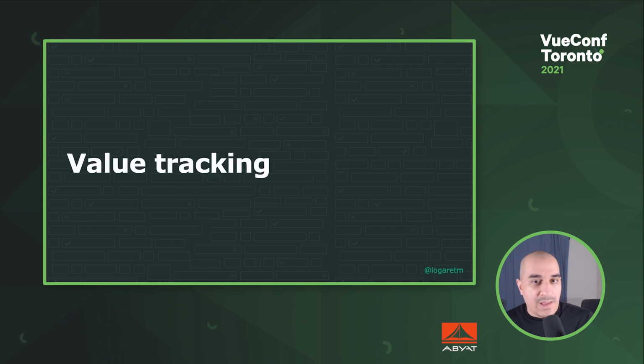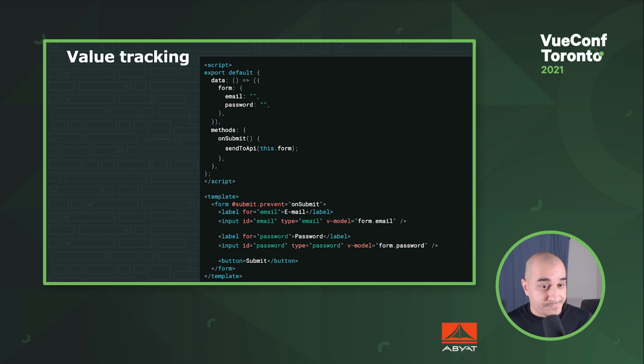So let's talk about value tracking. Right here we have a very basic form created in pure Vue.js, and you usually always have these three parts. Notice that I have put the script tag first before the template because it makes more sense when you are thinking about how you are creating these forms in Vue.js. So let's review the main parts that we have.